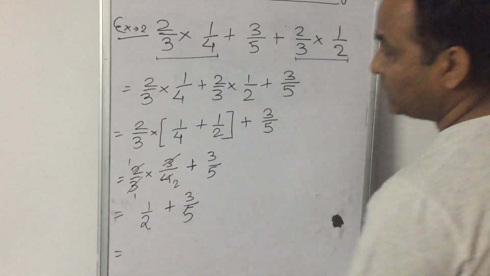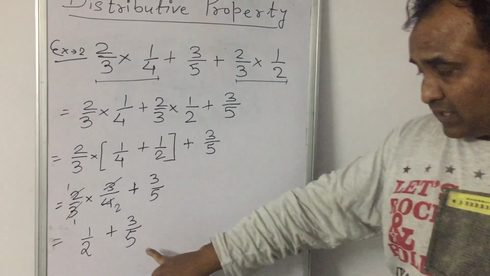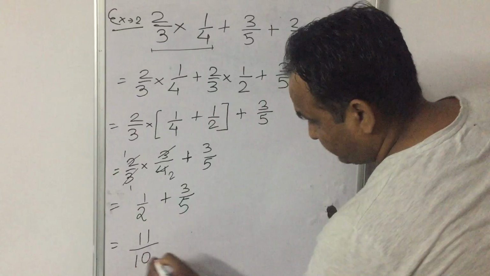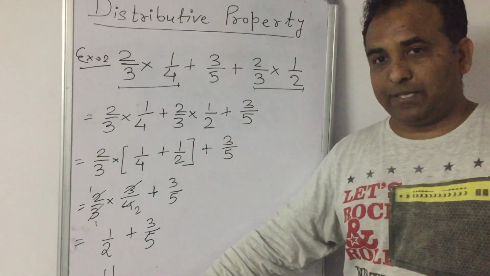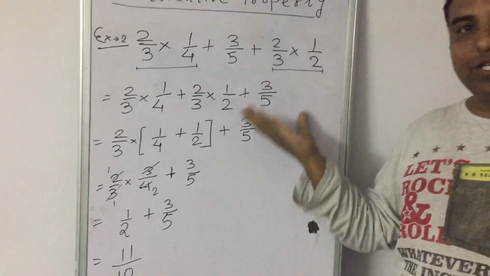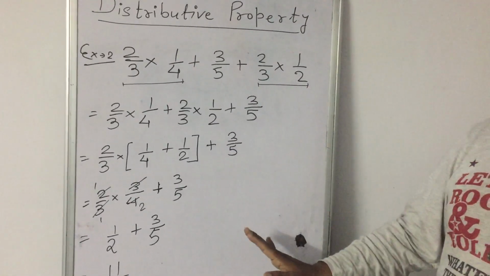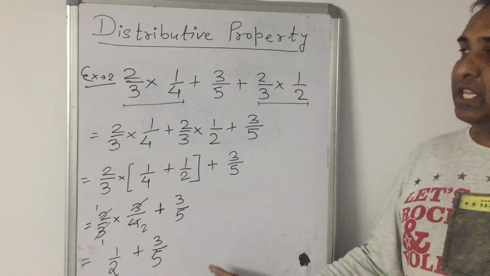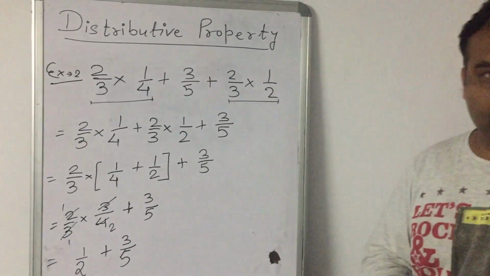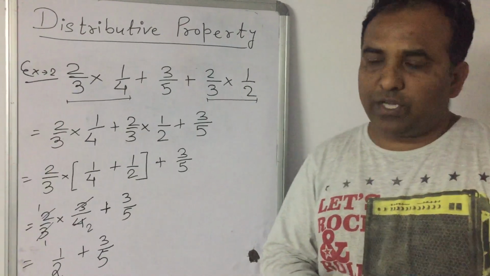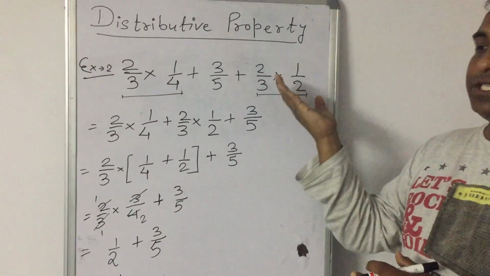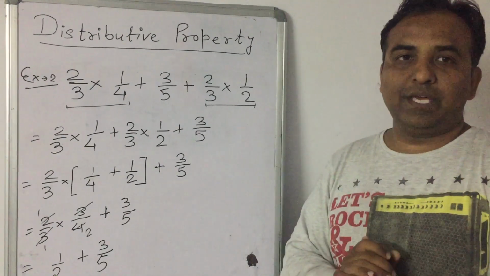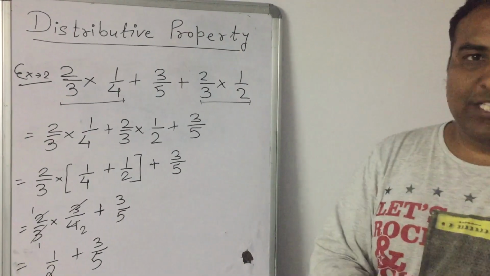Now we will finish the expression. We'll take the LCM: 5 plus 6, 11. So the solution is 11 by 10. What happens is we have utilized the properties, and with the use of properties we have simplified a complex expression. That's how the property supports us. Apart from this, we can utilize these types of properties in both ways in solving complex expressions to simpler expressions.